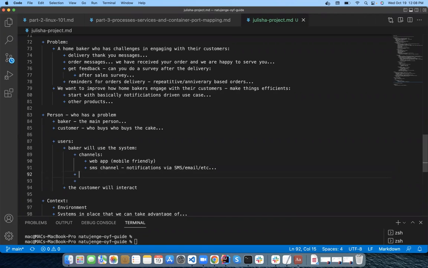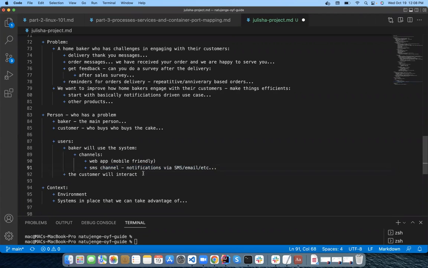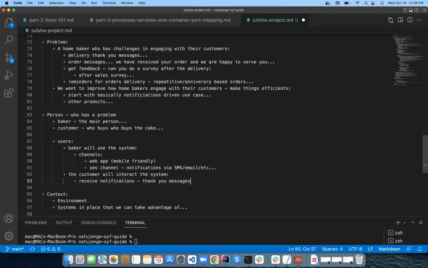So that's it. For the customers, I foresee a scenario where the system will interact with them. The customer will interact with the system, but passively. So I think the customer will interact with the system either by receiving notifications, and these notifications could be the thank you messages that we are looking at. And then the other idea is that they'll also interact with the system in giving feedback.